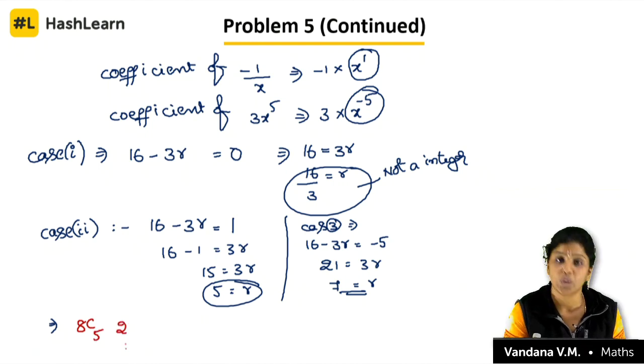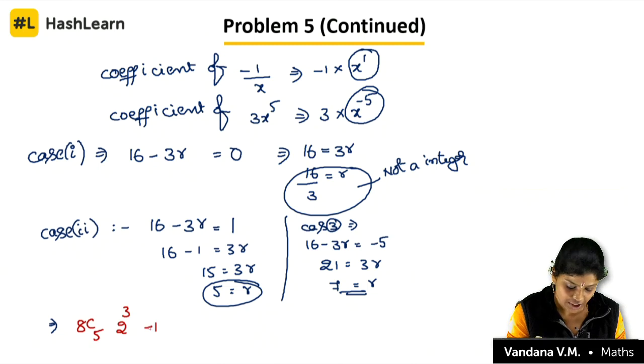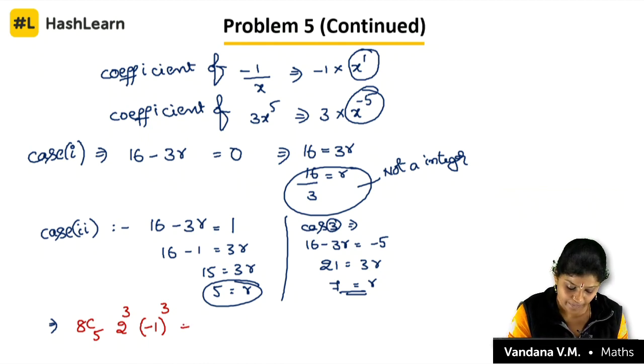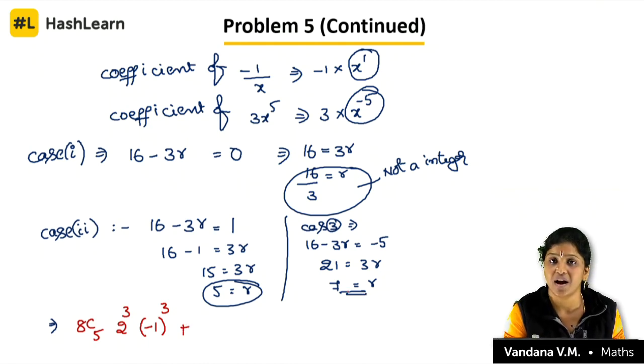8C5 times 2 power n minus r, that is (2 cube minus 1) whole cube. So, I will get a minus over there, right? Next, plus the next term, r is equal to 7. That also you substitute.